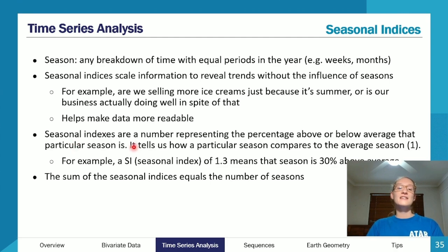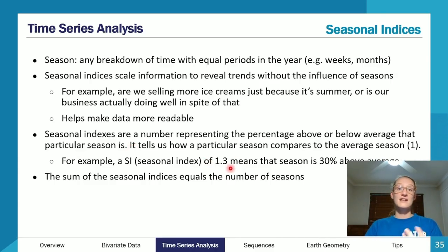So a seasonal index is usually a number around 1, because seasonal indexes are based around that average point being 1, and the sum of your seasonal indices will always equal the number of seasons. So if we're looking at days in a week, we'll have a seasonal index for Monday, Tuesday, Wednesday, Thursday, Friday, Saturday, and Sunday. And the sum of all those numbers will add up to 7. Anything below 1 is below average, and above 1 is above average.